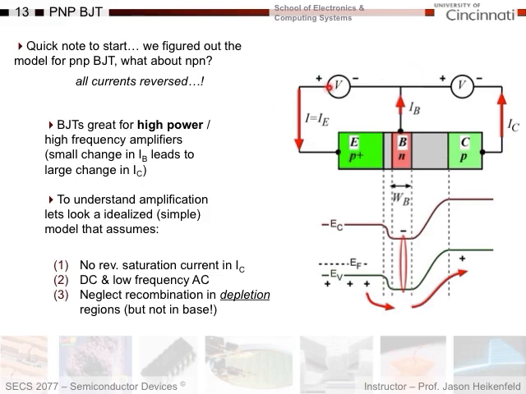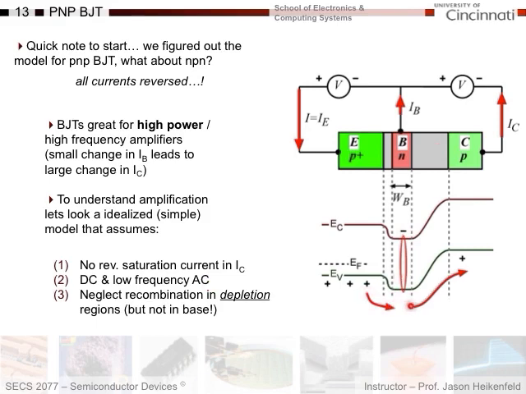So if we want to understand amplification, let's look at an idealized simple model that assumes several things to begin with. For this model, we're going to assume there's no reverse saturation current. The I naught is so small that we're not going to worry about that in our model. We'll assume DC or low frequency, so we won't be at the frequency limit for this device. And we're going to neglect recombination in the depletion regions, which is a reasonable estimate for typical diodes, but we will not neglect recombination in the base because that's important.